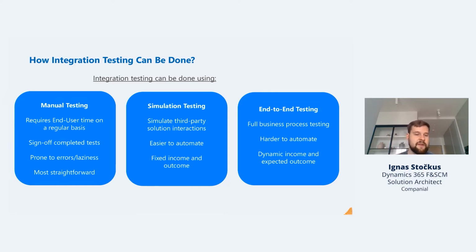The biggest disadvantage is that it's very prone to errors. That means that if users do it a lot, at some point they might start skipping steps. If you start skipping tests, saying that it will be fine, and you don't do the validation and the proper checks, then you might have a lot of errors come up.